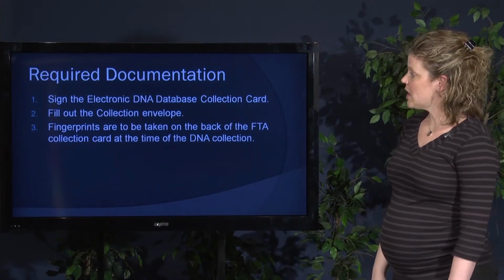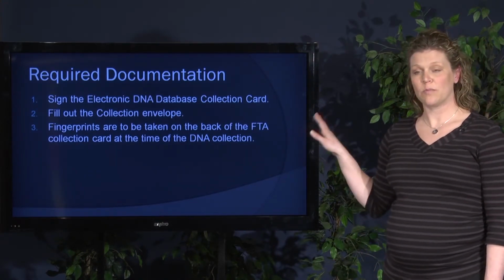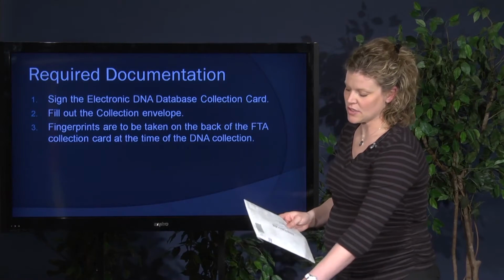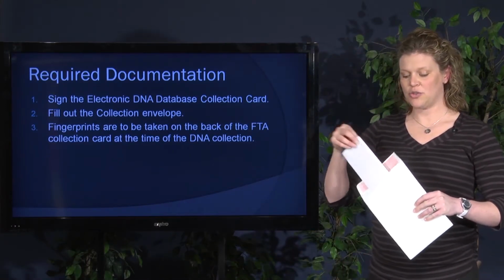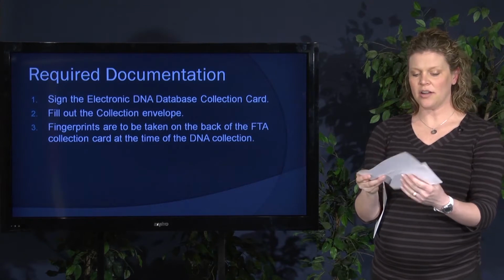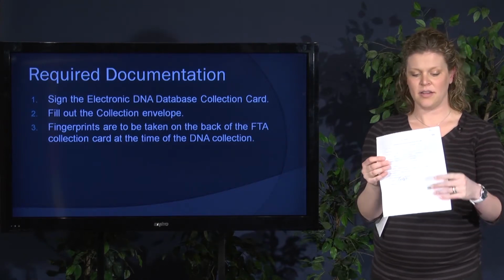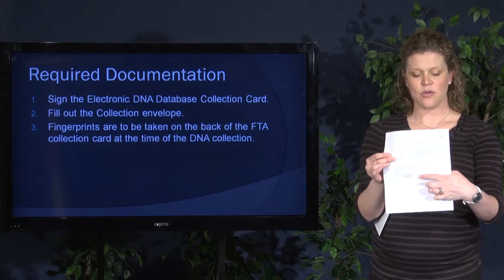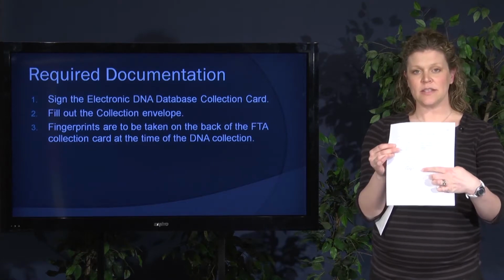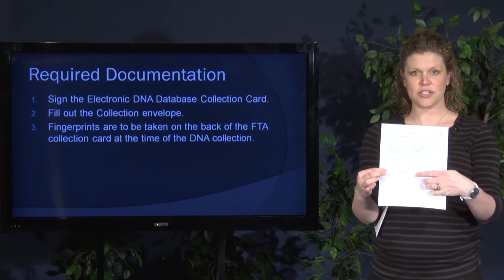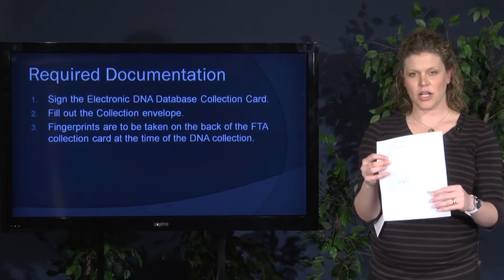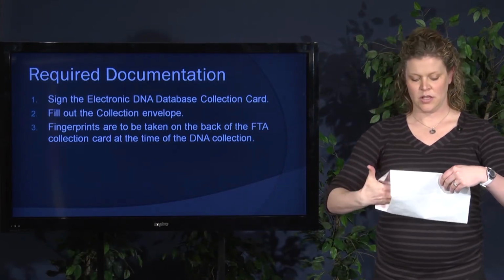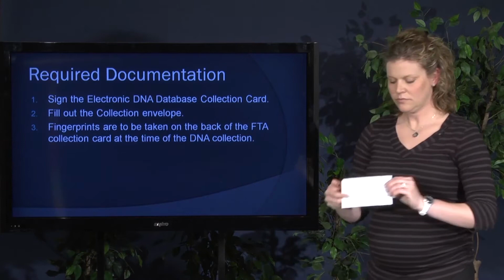All right, so let's talk about the required documentation that needs to be sent into our laboratory. First, we need a signed electronic database card, and that's what we printed off 2 copies of. That signed card appears here. As you can see, all the information is provided and printed for you, and you have your collector sign this form. This is the form that I stress you need your collector's information for, because your collector is going to have to sign and fill out the DNA collection envelope, which is here.